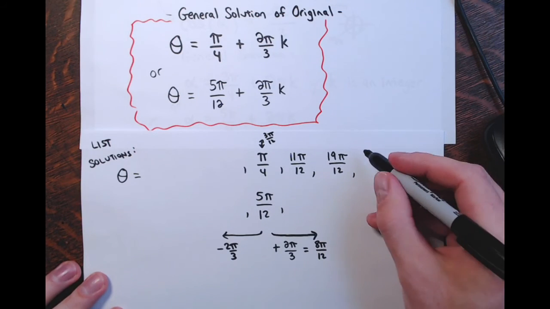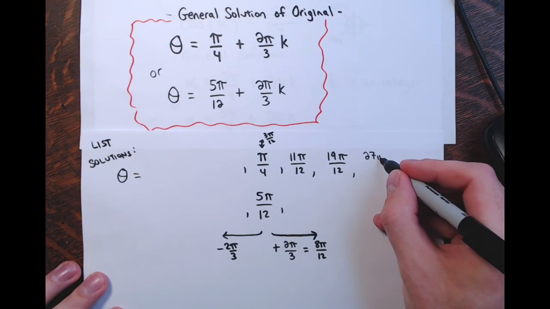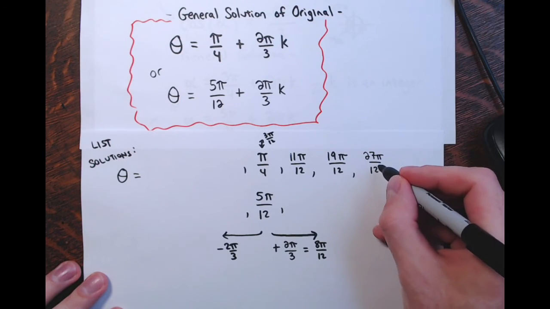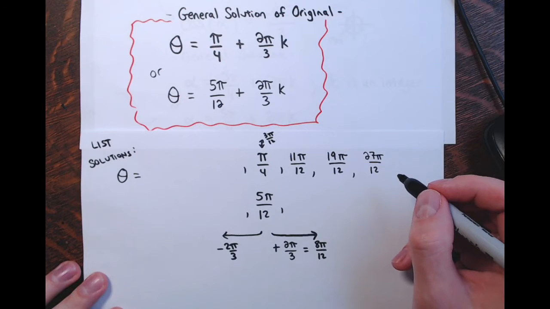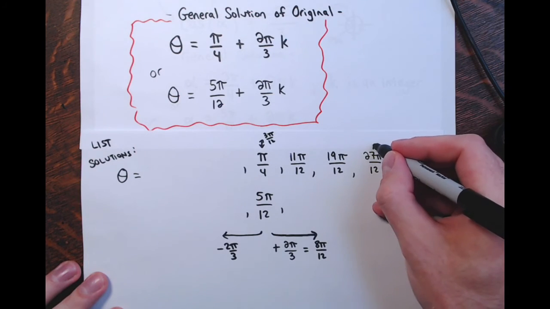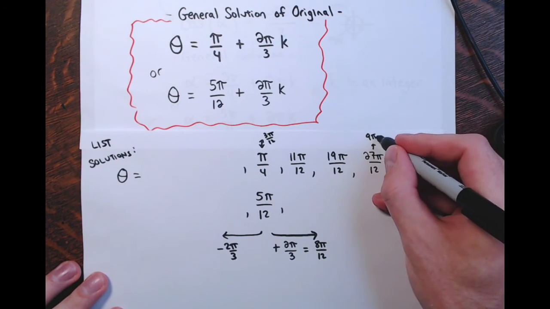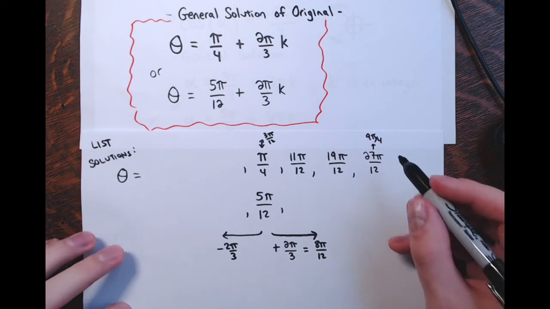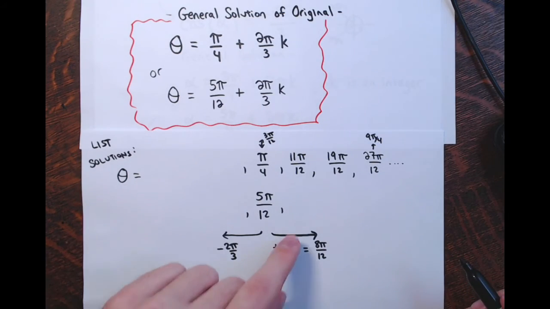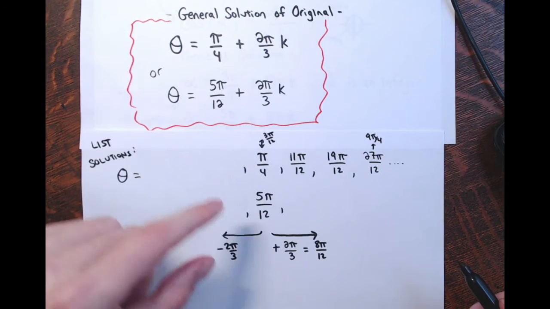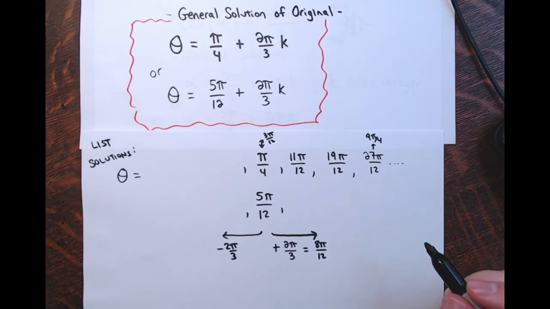Adding another one, 27 pi over 12. Well, this would simplify to 9 pi over 4. Right? 9 pi over 4, 27 pi over 12, same thing. But still, I just keep adding. This is telling me up here to take these two solutions, keep adding and subtracting 2 pi over 3.